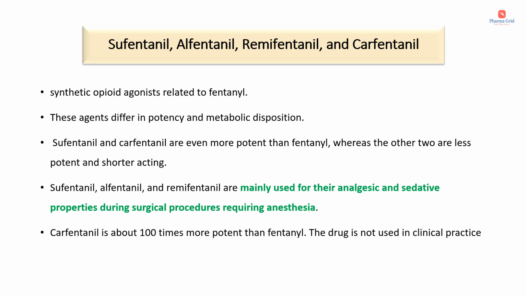Next, we will learn about the synthetic opioid agonists related to fentanyl, which include sufentanil, alfentanil, remifentanil, and carfentanil. These agents differ in potency and metabolic disposition. Sufentanil and carfentanil are even more potent than fentanyl, whereas the other two are less potent and shorter acting. Sufentanil, alfentanil, and remifentanil are mainly used for their analgesic and sedative properties during surgical procedures requiring anesthesia. Carfentanil is about 100 times more potent than fentanyl. The drug is not used in clinical practice.